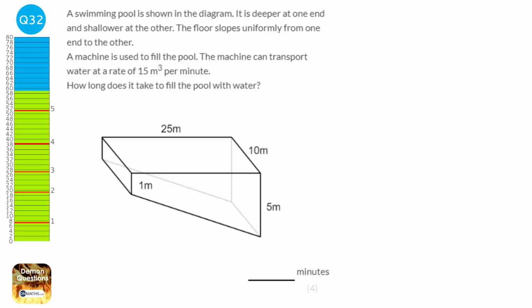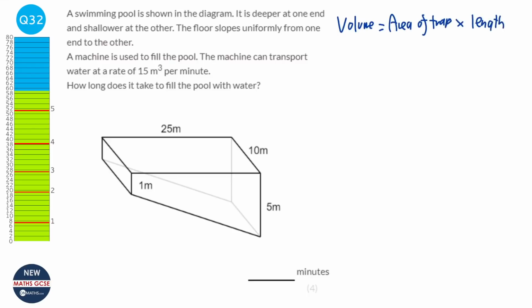First thing we need to do is work out the volume of this prism, and it's a trapezium-based prism. So the volume will be the area of the cross-section, or area of the trapezium, times the length, how 3D the prism is. So trapezium is half (A plus B) times H, and then times the length.